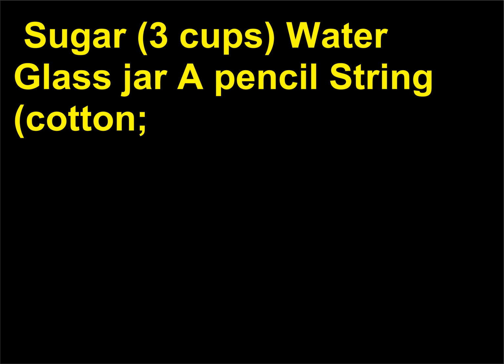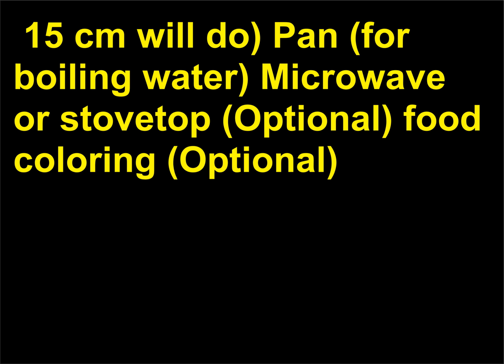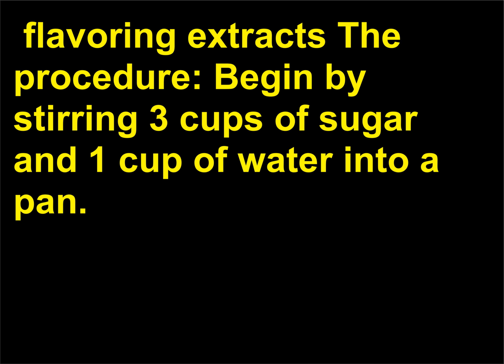Sugar, 3 cups; water; glass jar; a pencil; string, cotton, 15 centimeters will do; pan for boiling water, microwave or stovetop; optional: food coloring; optional: flavoring extracts. The procedure: begin by stirring 3 cups of sugar and 1 cup of water into a pan.